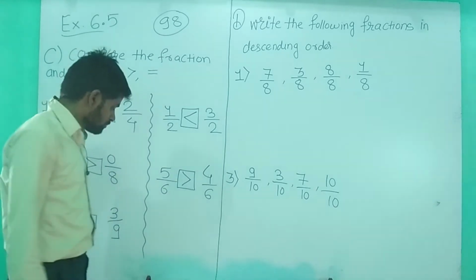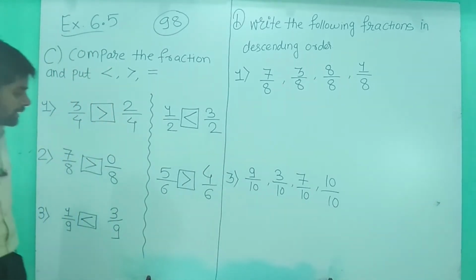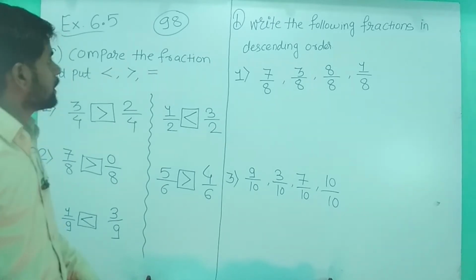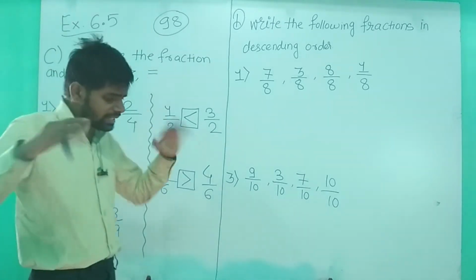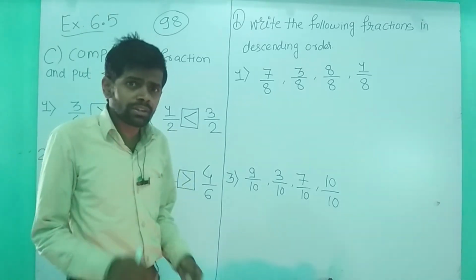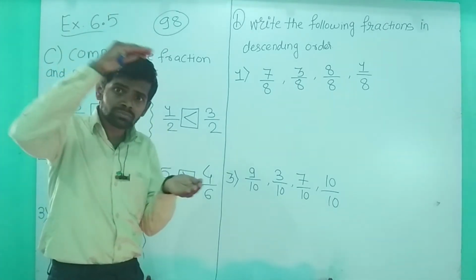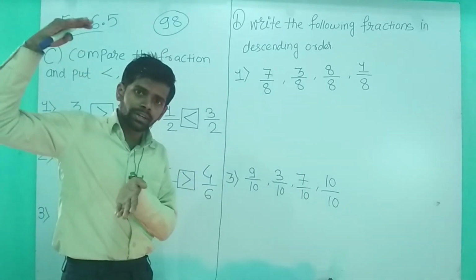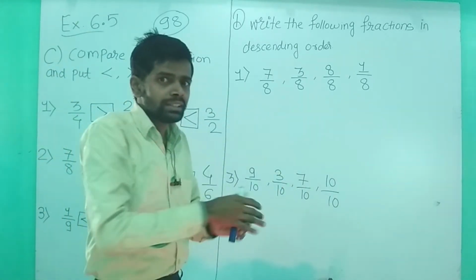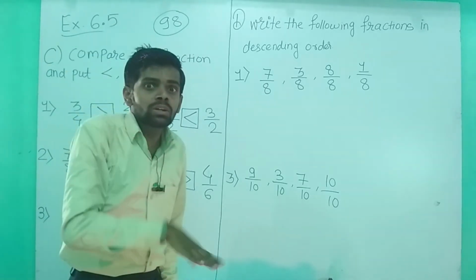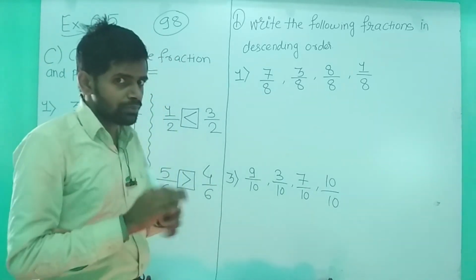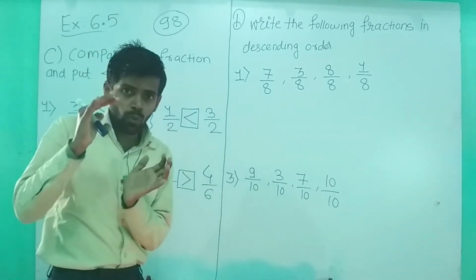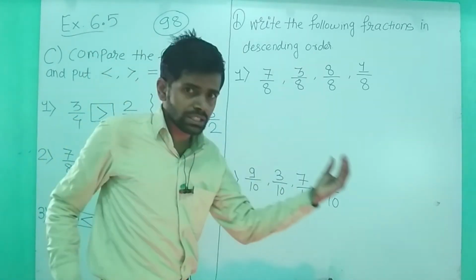Okay, now let's move to question number D. Now we have to write the fractions in descending order. Descending order means greater one, then smaller, smaller, smaller. That means it is a decreasing order. We have to write the greatest fraction first of all, then the bigger one, smaller, smaller, and this the smallest.